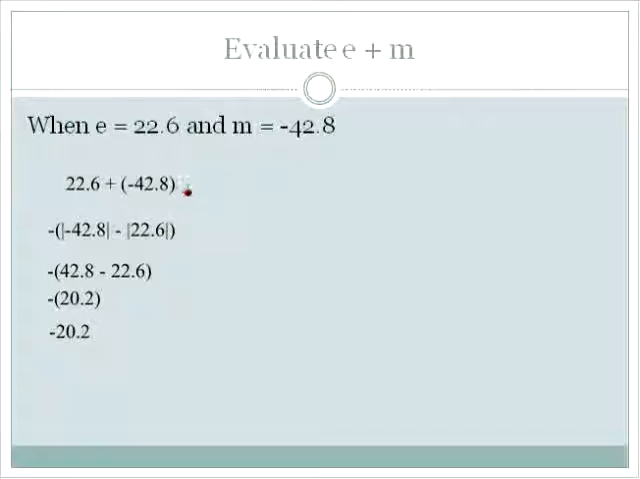Okay, and essentially this is the same as what we were doing last time, only we have the variables e and m, and we're actually plugging in numbers for e plus m, so 22.6 plus negative 42.8.